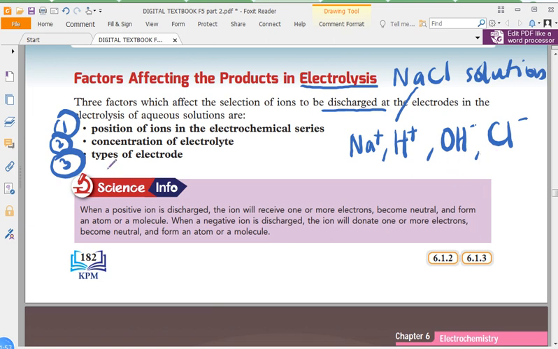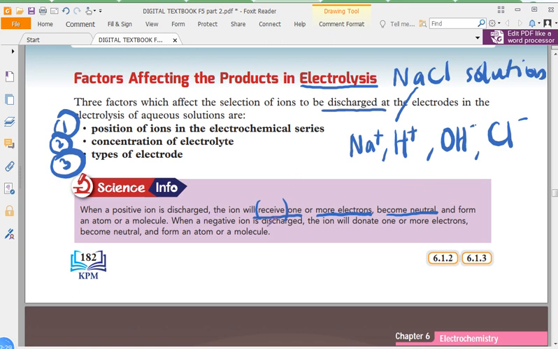For science info, when a positive ion is discharged, the ion will receive one or more electrons to form a neutral atom or molecule. Meaning positive ions, which have positive charge, actually lack electrons, so definitely they will receive electrons to become a neutral atom or molecule.